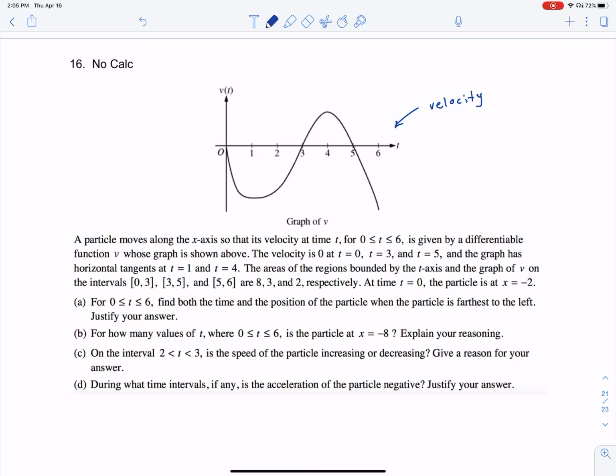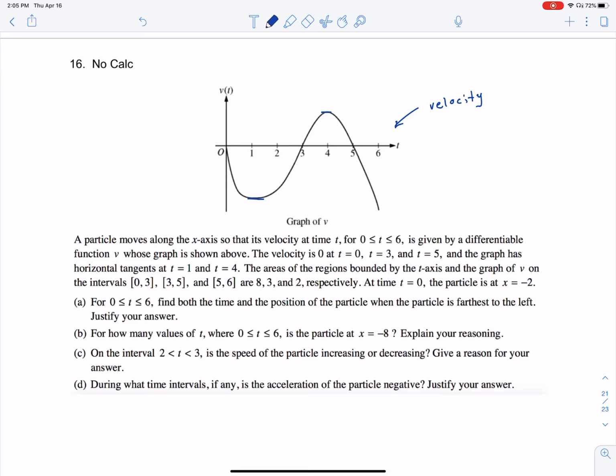right? So if we were to take the derivative of it, we'd get an acceleration. If we were to integrate it, we'd get a position. So again, we are given a velocity function. The velocity is 0 at t equals 0, 3, and 5. And the graph has horizontal tangents at t equals 1, right? So we have a horizontal tangent. And t equals 4, another horizontal tangent.